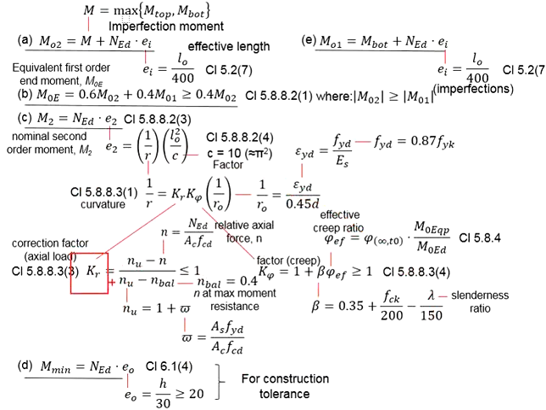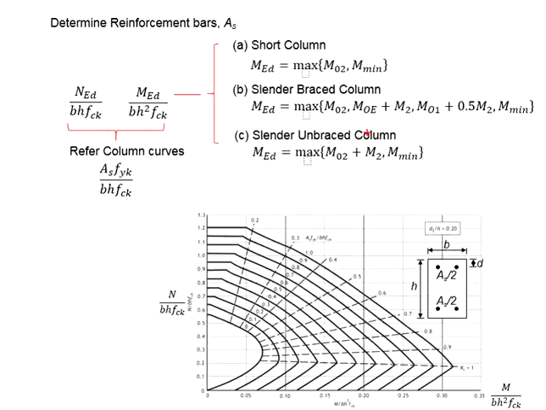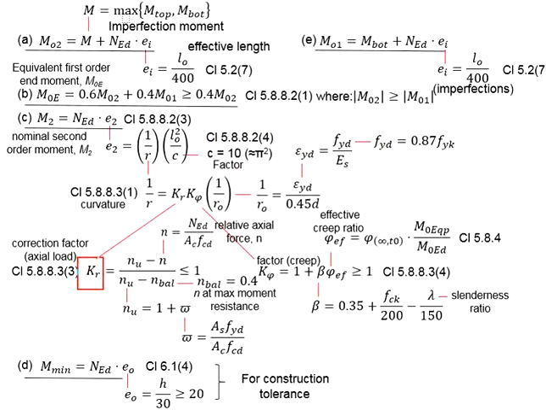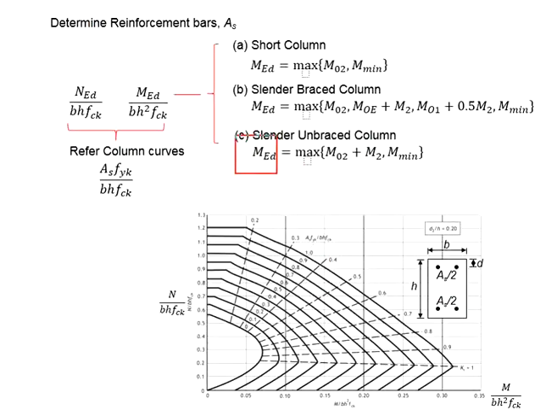If the Kr is the same as what is assumed, then there is no change to the M2. When M2 does not change, that means your MED will be converged. In the case that the Kr is not the same as what is assumed, there will be revisions in terms of the M2, which ultimately will change the MED.